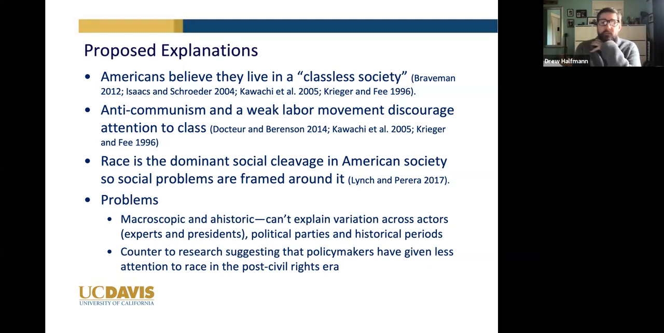These are probably true to some extent, but I find them to be too macroscopic, too ahistoric. They can't explain variation across various actors or venues, so between presidents and experts, between political parties, and also between historical periods. And they run counter to a lot of research suggesting that policymakers have given less attention to race in the post-civil rights era. So on the one hand, they're claiming that race is being overemphasized, and yet you have other scholars arguing that race discourse is on the decline in recent decades. So that's where that leaves us.